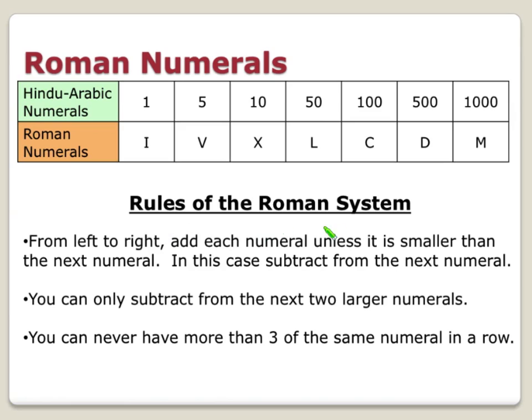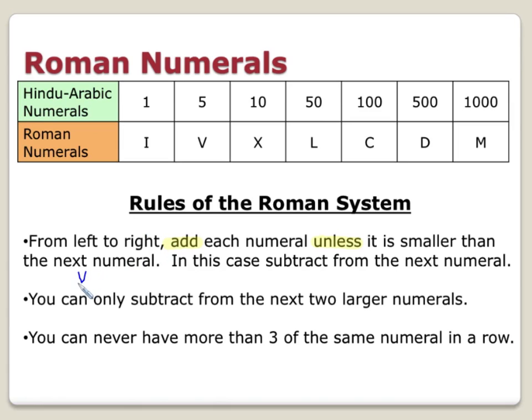Now the rules can be a little bit trickier. So it's a little more complex than the Egyptian system. It's still additive. So from left to right, you want to add each numeral, unless it is smaller than the next numeral. In this case, you subtract from the next numeral. Let me give you an example.